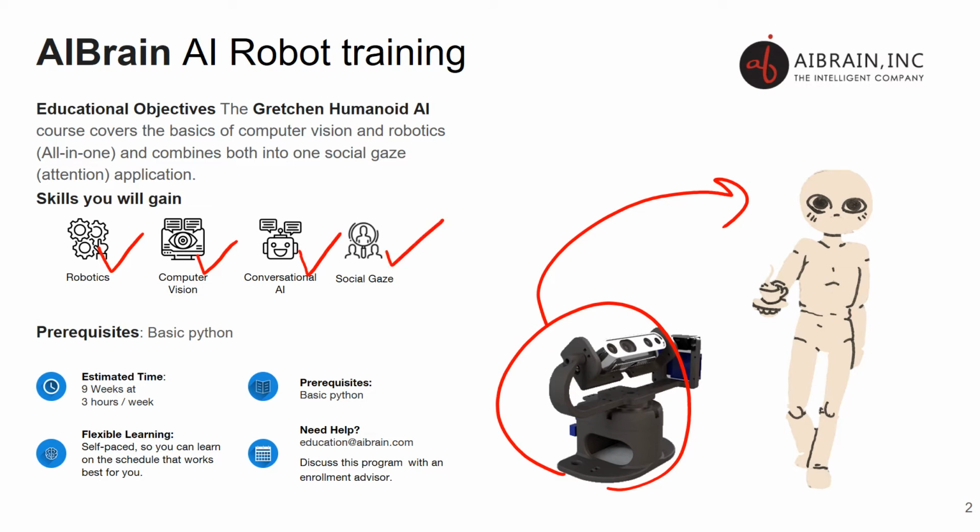The only requirement is basic Python, and the course takes 9 weeks, assuming you take 3 hours a week. This is self-paced, and if you need help, you can always contact us at education@aibrain.com. We will also post an online form where you can get help.